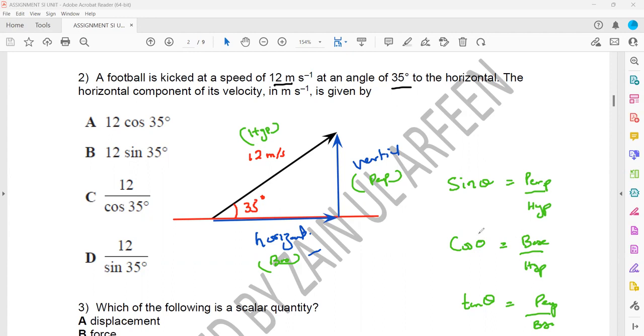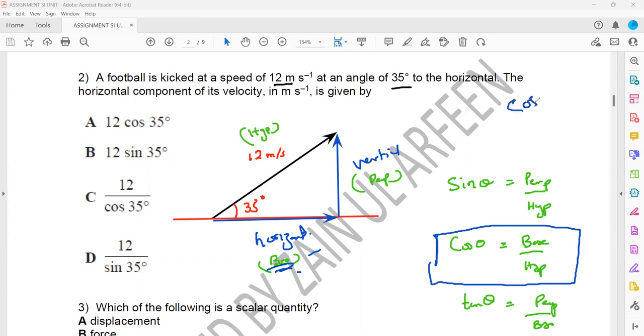So which trigonometric ratio should I use? I should use cosine theta. Why not tangent theta? Because if I use tangent theta, vertical and horizontal both are unknown, so two unknowns will be there. We want the horizontal component or the base to be unknown, and one of the components should be known. That's why we are using cosine theta.